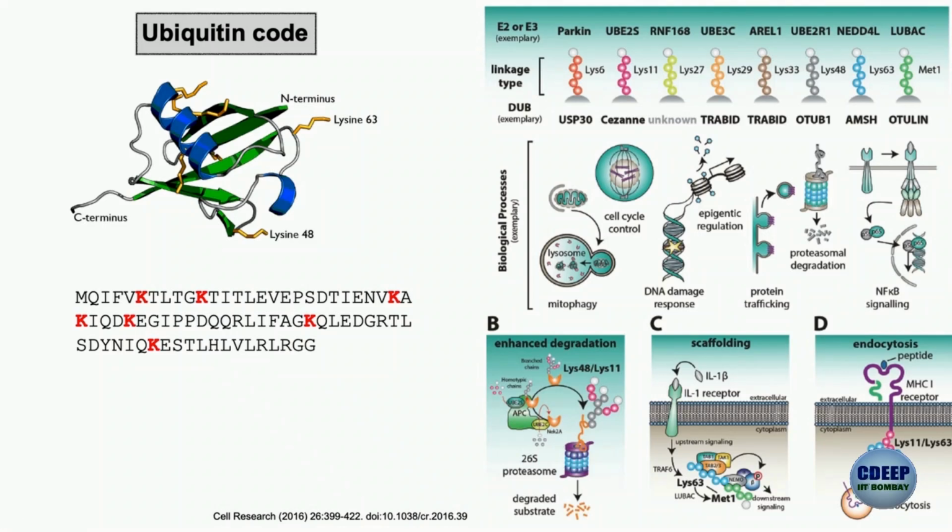Ubiquitin is a polypeptide, it's a 76 amino acid polypeptide, it looks like this. So it gets attached to the substrate? Yes, onto the lysine. It gets covalently linked to the amino acid? Yes, lysine.